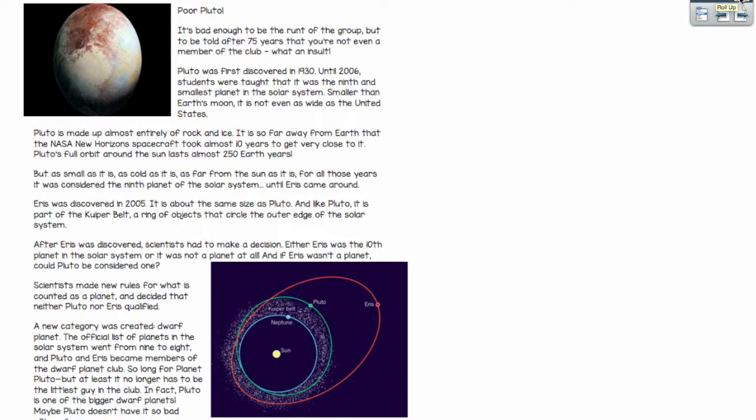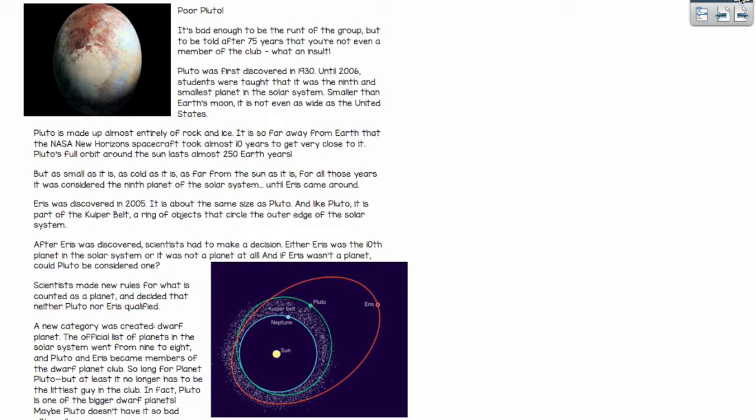All right, guys, now that we've learned about the 5 W's, let's go ahead and read a nonfiction text. This text is about Pluto, so let's get started. Poor Pluto. It's bad enough to be the runt of the group, but to be told after 75 years that you're not even a member of the club.